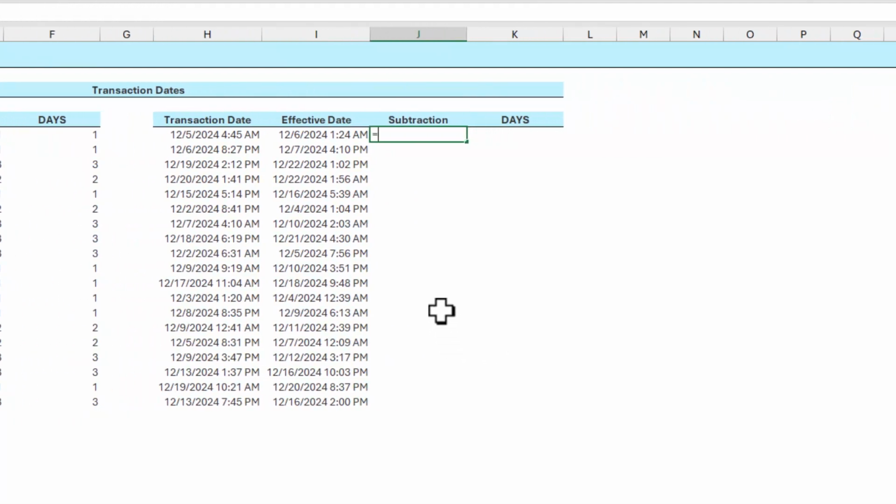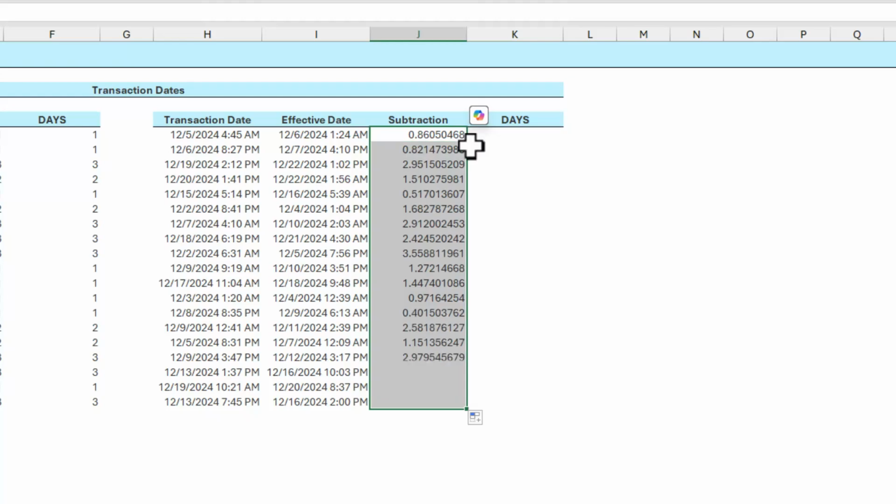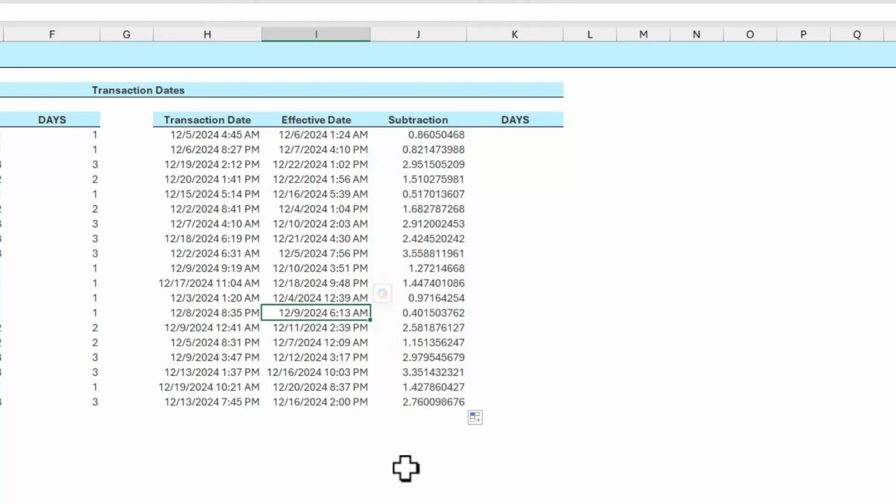So here, if I use equal sign this date minus this date and time, we can see here that the result is always going to be a decimal number. And that's because times are actually the decimal number representation of how far through the day something has been. So for example here, if we look at something like 6 a.m., that would be 25% of the way through the day. So when we subtract days and times together with one another, we see that it gives us the pure amount of hours, effectively, that are between those two dates.